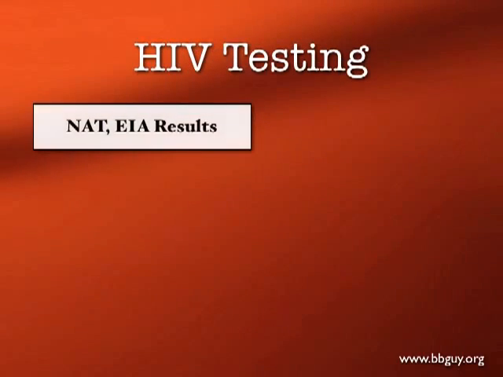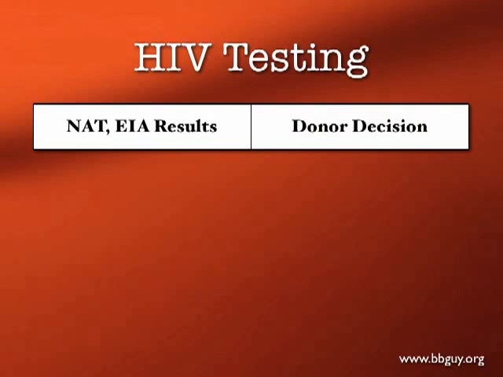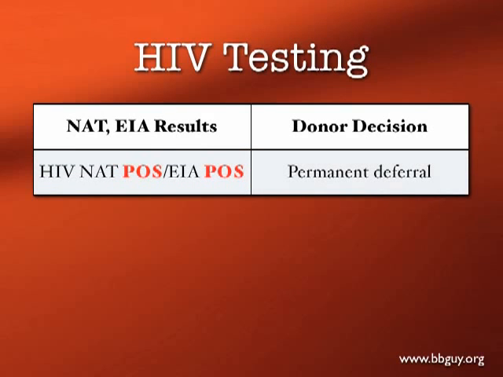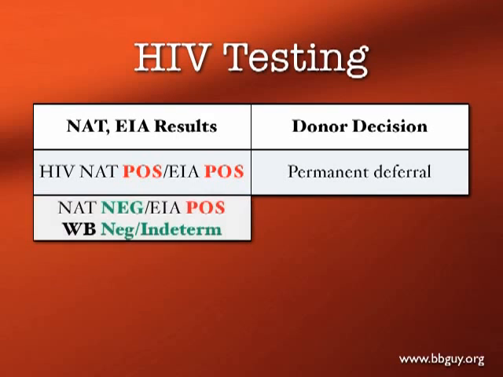All right, so let's do the same thing that we did with HCV for HIV, and you'll see that these are very, very similar parallel type donor decisions. First, both positive, both NAT and EIA, donors permanently deferred. Second, the presence of only a positive EIA without a confirmed Western blot or IFA.